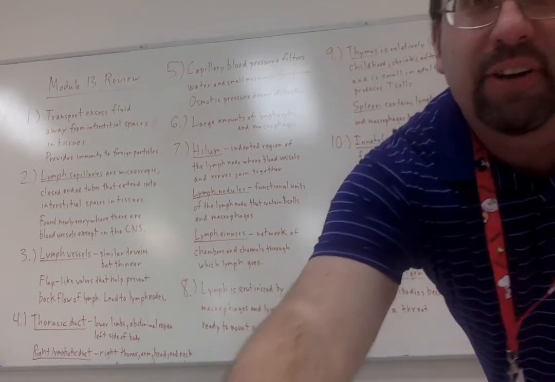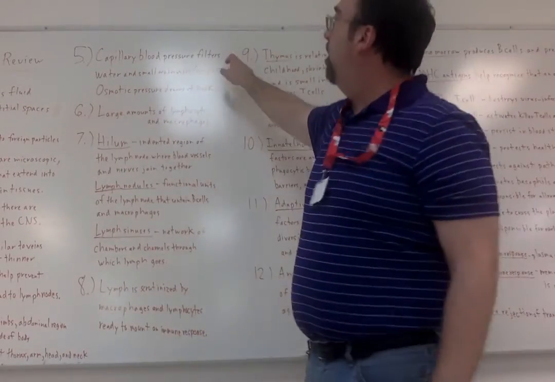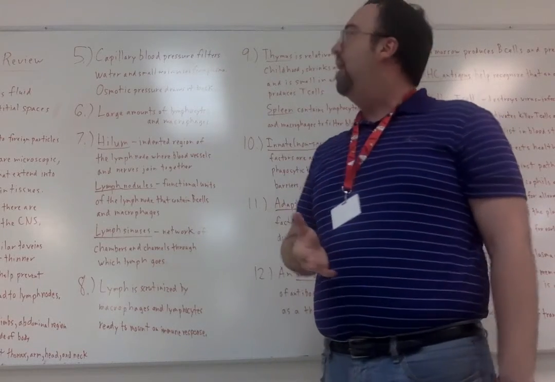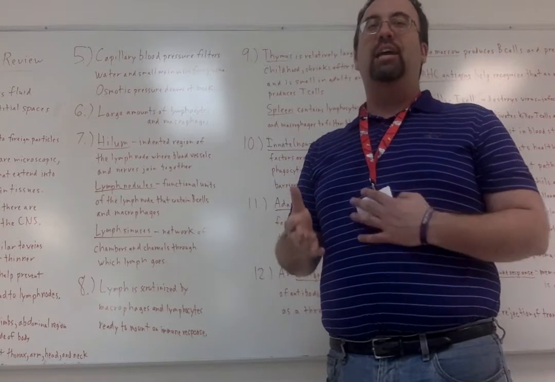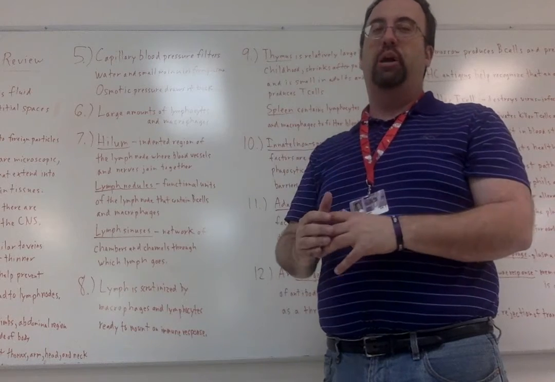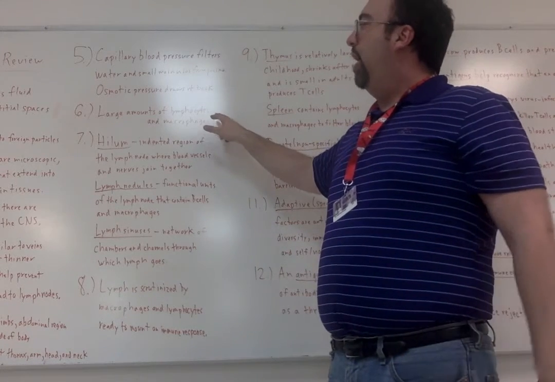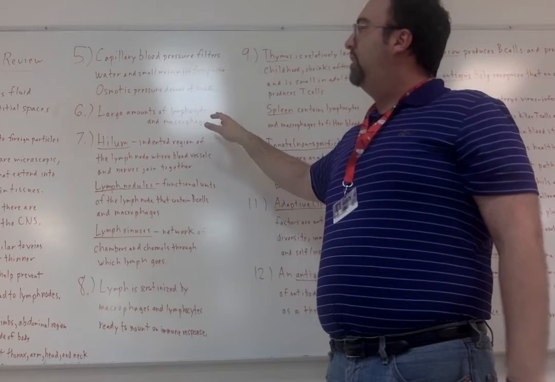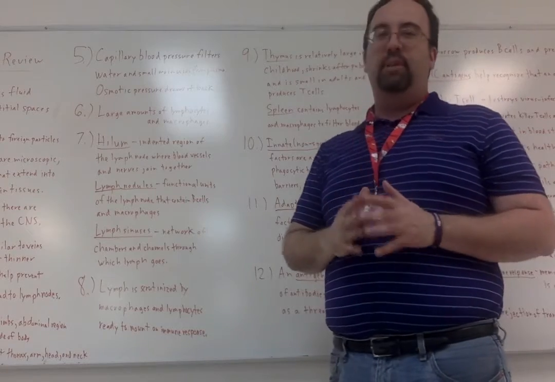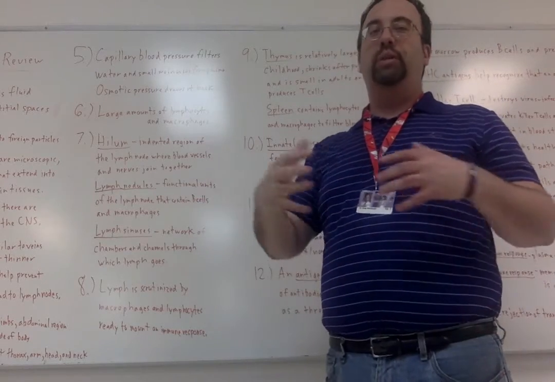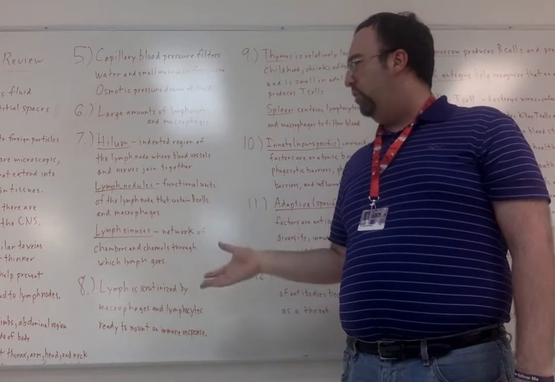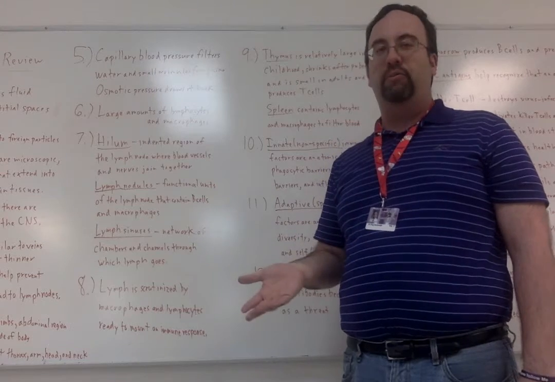We also know that capillary blood pressure filters both water and small molecules from plasma, and the way that it draws it back is through osmotic pressure, so going from a high concentration back to a low concentration. All right. We have large amounts of lymphocytes and macrophages. The hilum is the indented region of the lymph node where blood vessels and nerves join together. Lymph nodules are functional units of the lymph node that contain both B cells and macrophages.